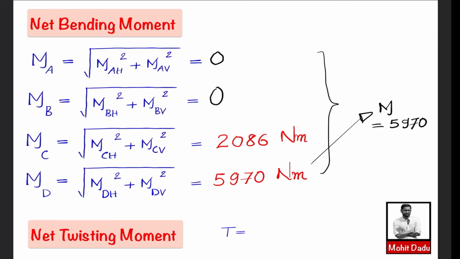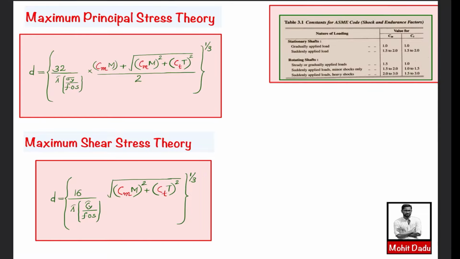5970 Newton meter. And at the beginning of this question, we have already evaluated the net twisting moment or torque, which is 1590 Newton meter. So now you can substitute in this equation for finding the diameter. The equations to be used are shown here. In the question, the values of CM and CT are given: CM it is mentioned to take a value of 1.5, and CT a value of 1.2, and the property sigma y by FOS, that means the allowable stress in tension, they have mentioned to take a value of 100 megapascal.